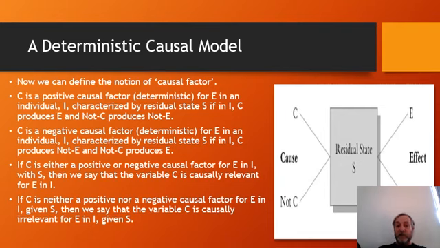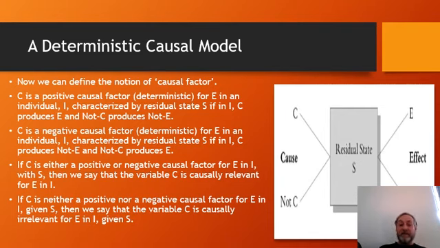So in that case, you want to see if it's a negative causal factor. So does C, the cholesterol medicine, produce not heart attacks, and does not taking the cholesterol medicine produce heart attacks? So if C is either a positive or negative causal factor for E and I, given the residual state S, we'll say that that variable is causally relevant for E and I. So there's two ways that something can be causally relevant. It can either produce an effect or produce the absence of an effect. And in either case, it is causally relevant.